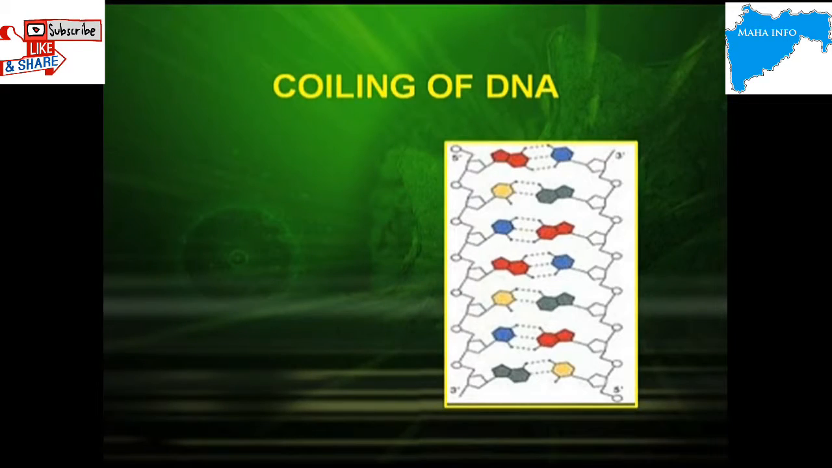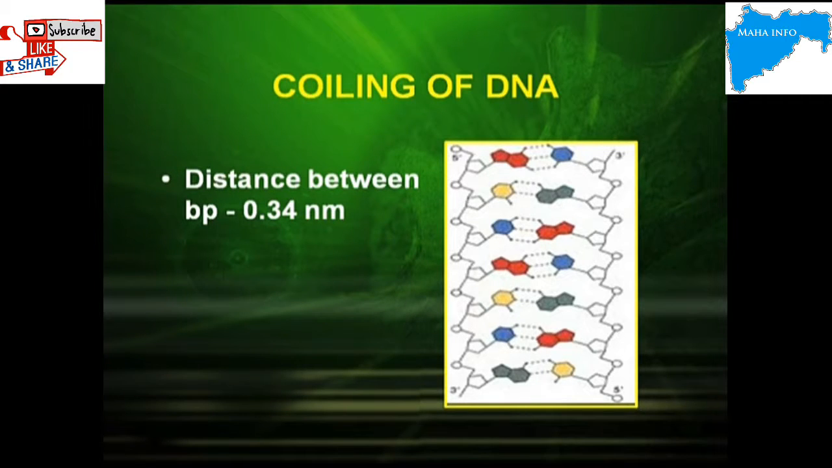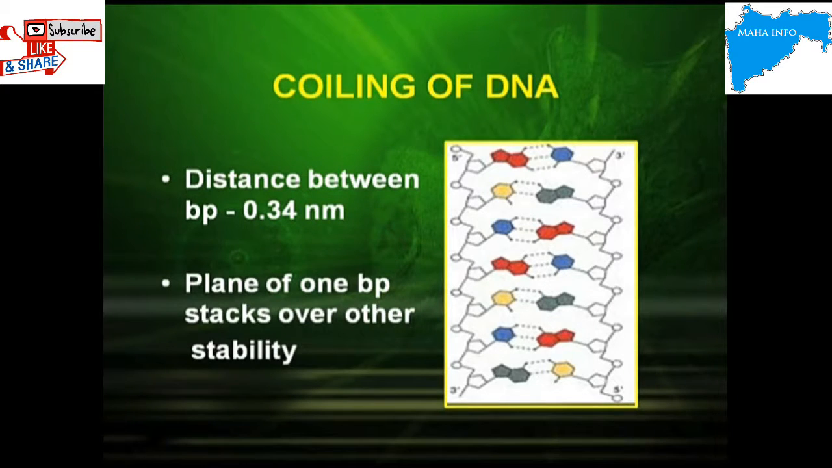Now, let us study the coiling of DNA. The coiling is done in a right-handed fashion, as you can see in the picture. The pitch of the helix is 3.4 nanometers and in each turn there are 10 base pairs. So, the distance between each base pair becomes 0.34 nanometer. Another very important feature is how stability is conferred on the DNA. It is because the plane of one base pair stacks over the other, so that stability is ensured.